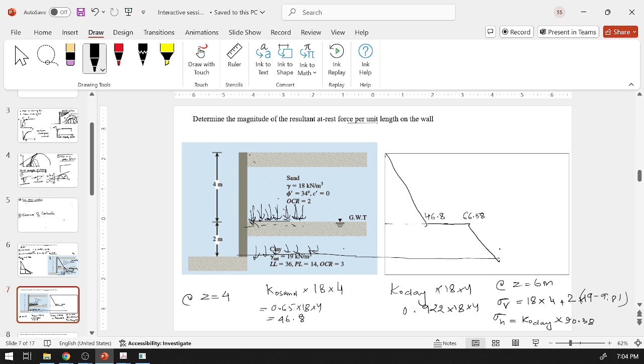It is something like 83.33. And if you talk about the pore water pressure, the pore water pressure will be below the groundwater table. It will be equivalent to 9.81 into 2, which is 19.62.